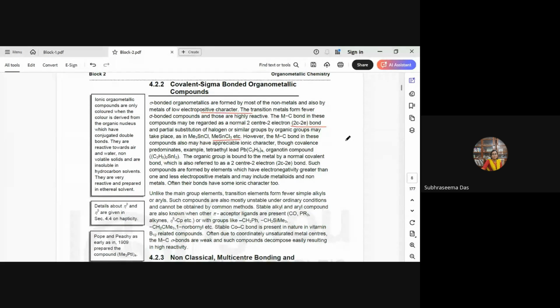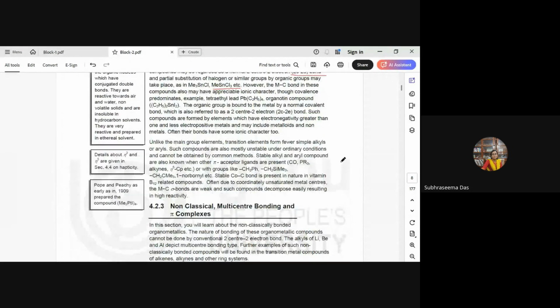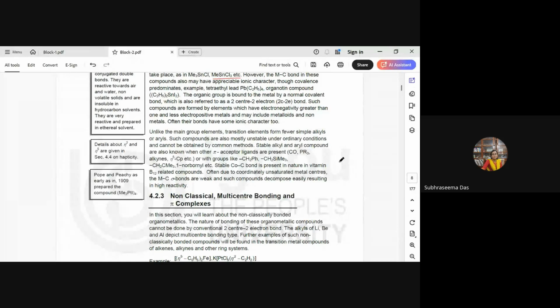So in such compounds, we see that although the ionic character is present, the dominance of covalent character can be marked. For example, the organotin compound tetraethyl lead also shows such behavior. Here the organic group is bound to the metal by a normal covalent bond, and that is the 2C2E bond. So unlike the main group elements, the transition elements form fewer simple alkyls or aryls.